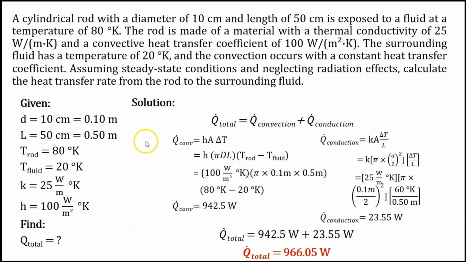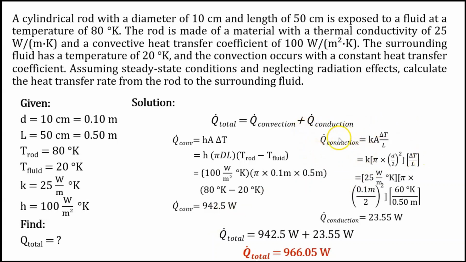So plugging the values in this equation, we will have 100 watts per square meter Kelvin multiplied by pi times 0.1 meter multiplied by 0.5 meter multiplied by the change in temperature, which is 60. So plugging these values in the calculator, we will now have the heat transfer rate of convection, which is equal to 942.5 watts. So let's proceed in finding the heat transfer rate for conduction.